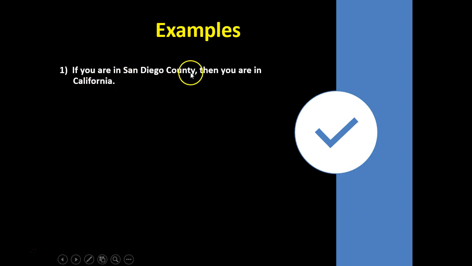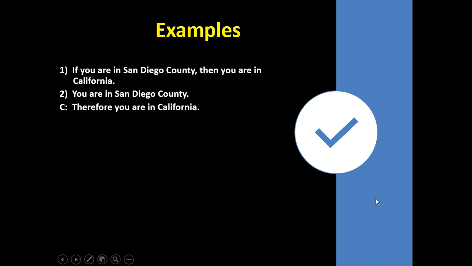If you are in San Diego County, then you're in California. And you are in San Diego County. Therefore, you're in California, right? Assume it's true, and ask if that conclusion would have to follow. And the answer is yes, it would. So this argument is valid.